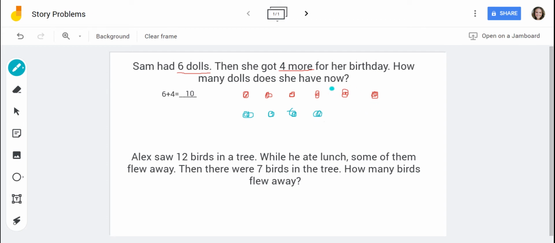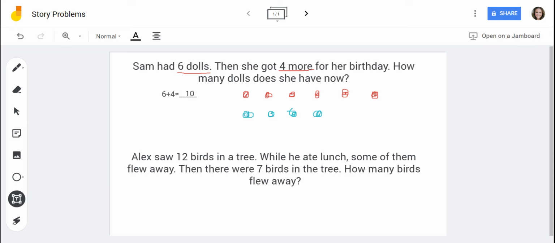So once again, we kind of used our counting on strategy for this, only now we can visualize it a little better since we drew our picture. So we have 6 plus 4, which is 10. So Sam now has 10 dolls. Good for her. All right, let's look at our next problem.